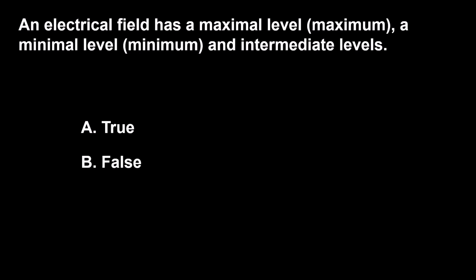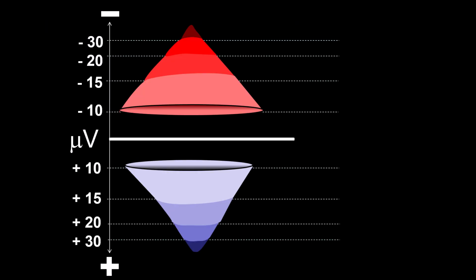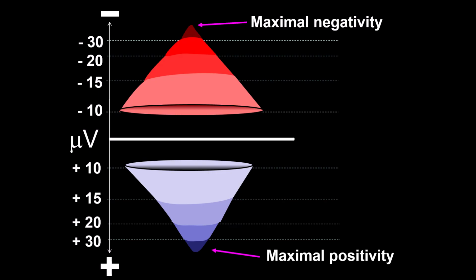Next question. An electrical field has a maximal level referred to as maximum, a minimal level referred to as minimum, and intermediate levels. A true, B false. This frame depicts two independent three-dimensional electrical fields. The top one is a negative field, the bottom one is a positive field. Both have a maximum. The maximal negativity is the highest negative voltage of a negative field. The maximal positivity is the highest positive voltage of a positive field.